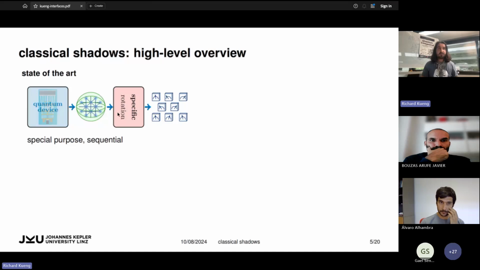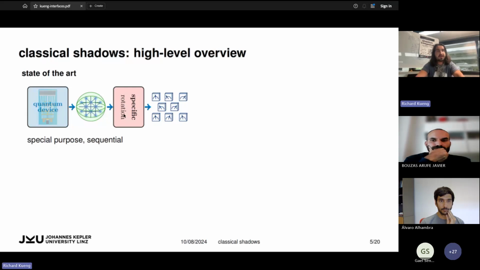This is the standard way of doing things. It's tried and tested, but in its very nature, it's special purpose and it is sequential. By this, I mean, when I think about a new observable, I have to diagonalize it. I have to extract a new rotation or quantum circuit to implement. And if I'm interested in multiple observables, I have to do them one at a time, at least if they are not commuting. Okay?